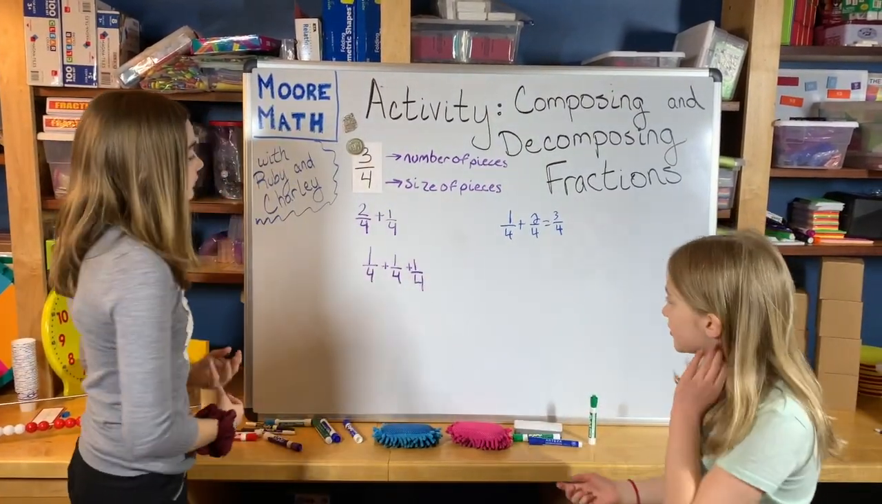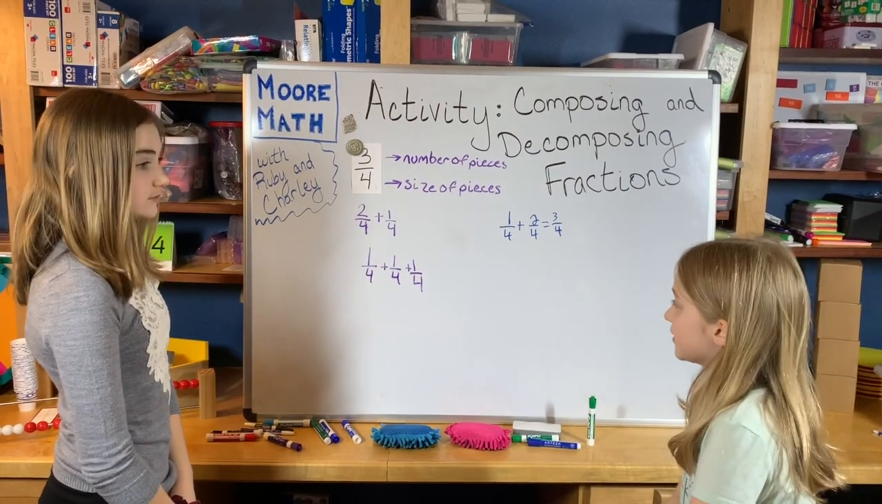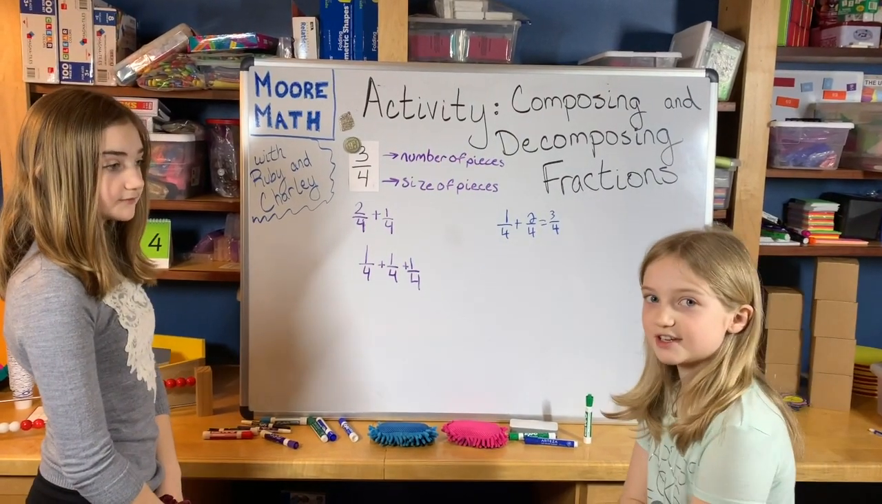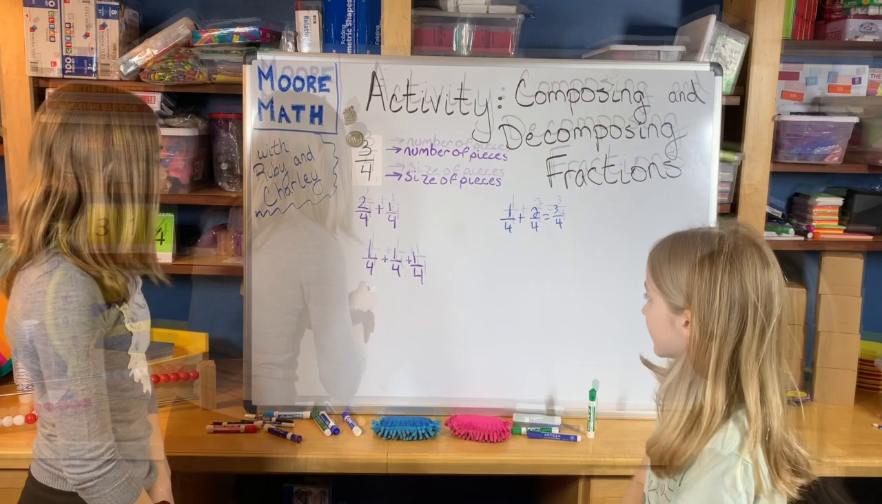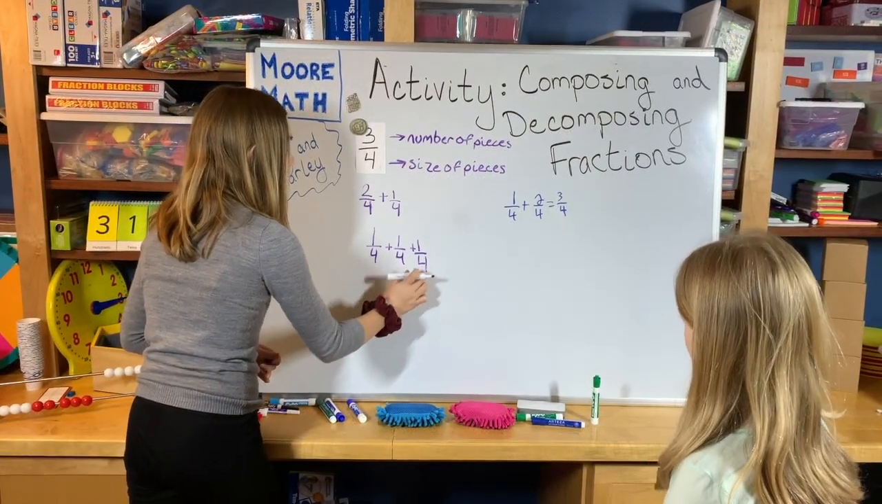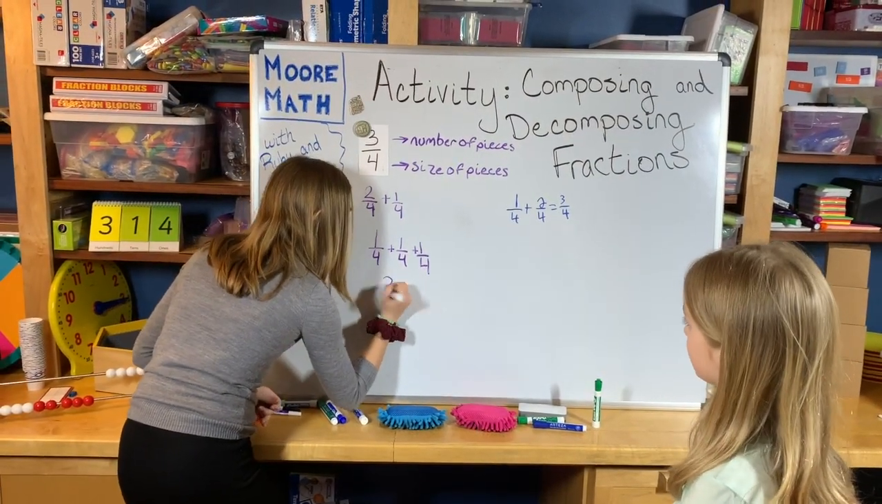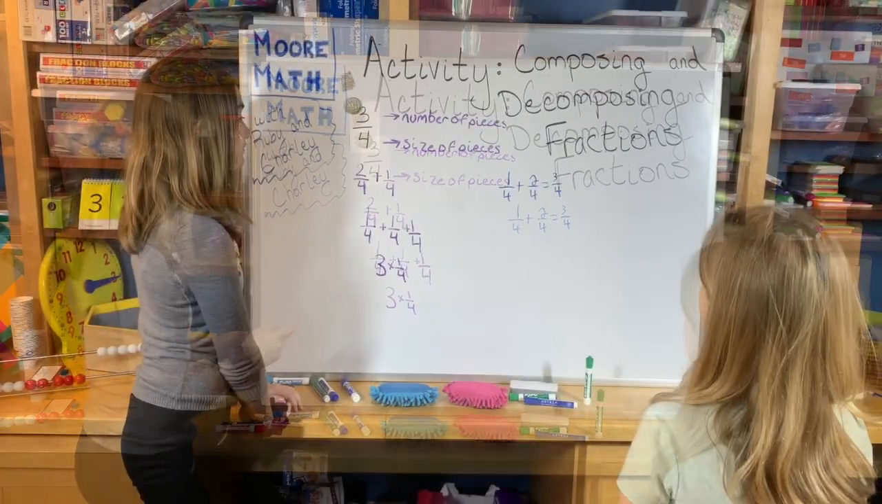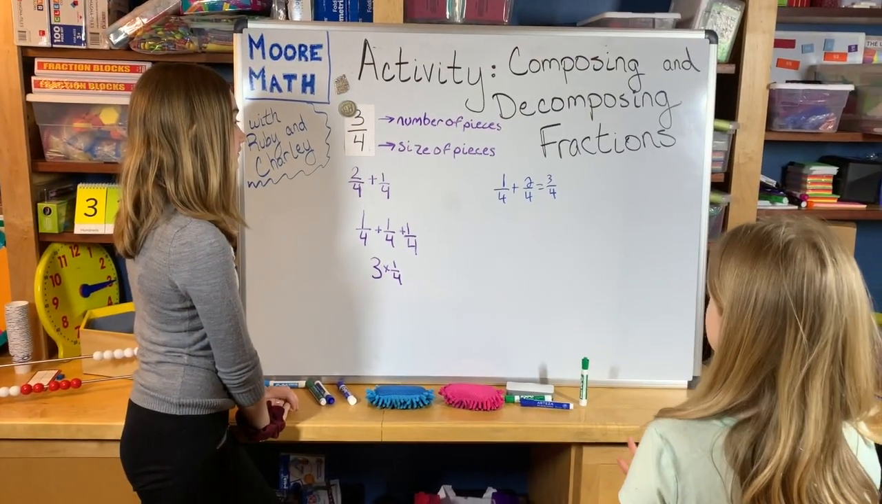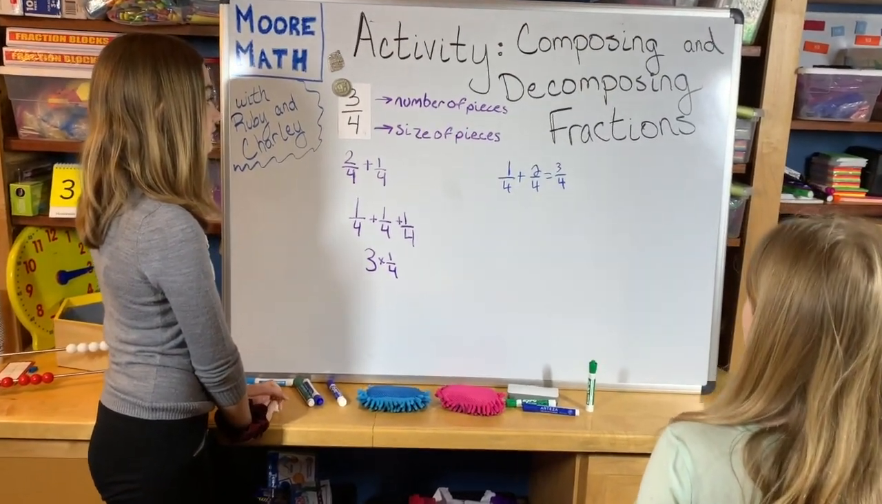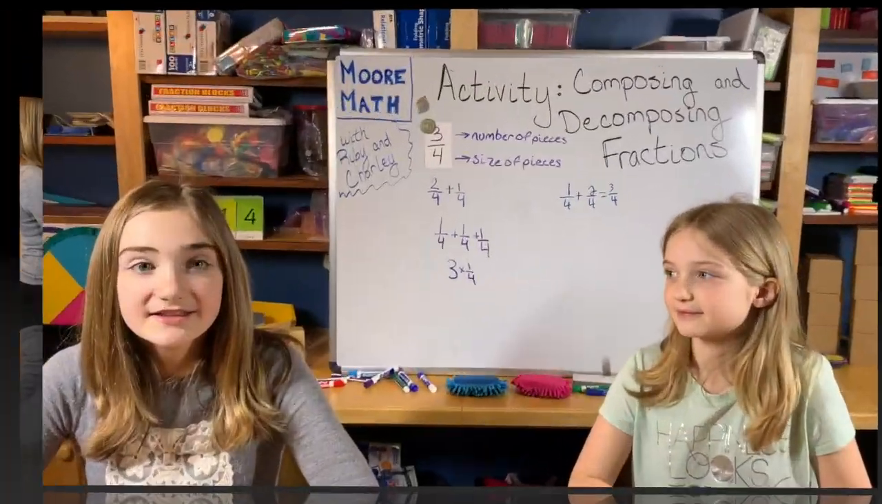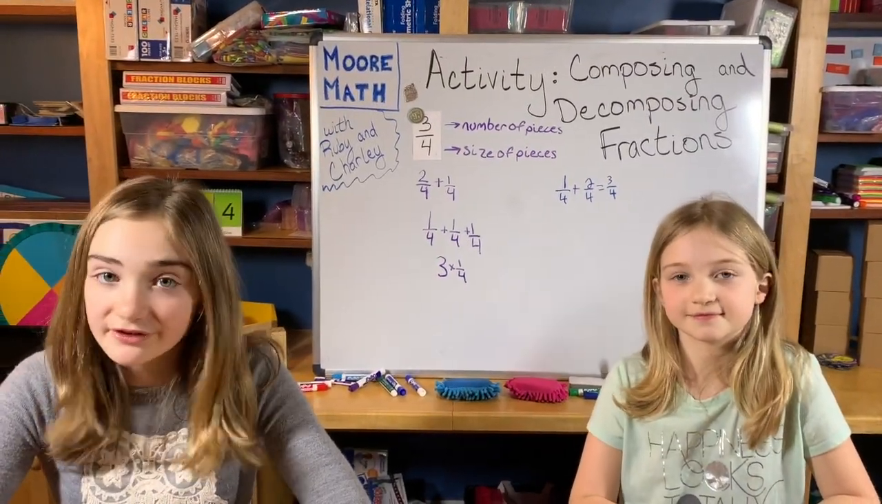Hey, 1/4 plus 1/4 plus 1/4, that's repeated addition. We have the same thing over and over again. We can say that there are 3 1/4 size pieces, so that's 3 times 1/4. So all of these things that we have on the board, all of these equal 3/4. Let's see if we can do the same thing to another fraction.